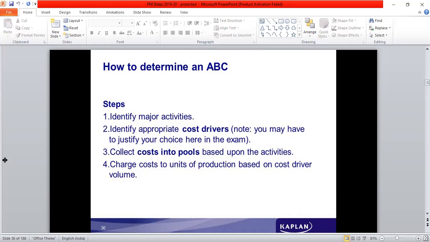Let's say product A required 2 repairs during that period, product B 3 repairs, product C required only 1 repair. So the ratio in which they are apportioned is 2 is to 3 is to 1. The total cost of repairs will be distributed in the ratio of 2 is to 3 is to 1 based on the usage of repairs. That is called the cost driver. Step number 1 is activity should be identified. Step number 2, cost driver should be identified. We cannot select anything as a cost driver, but only the one which is suitable should be selected.